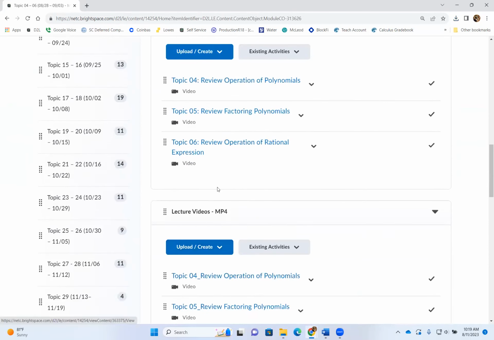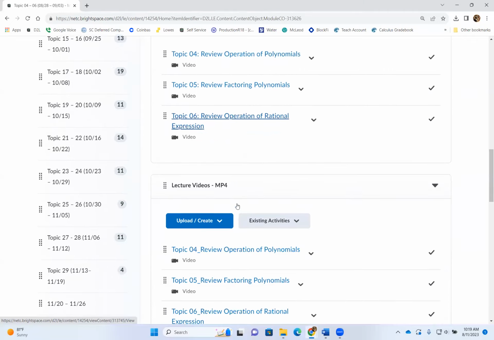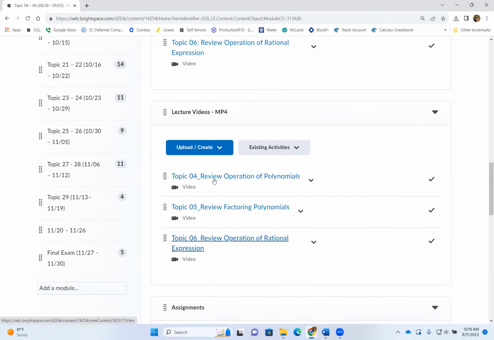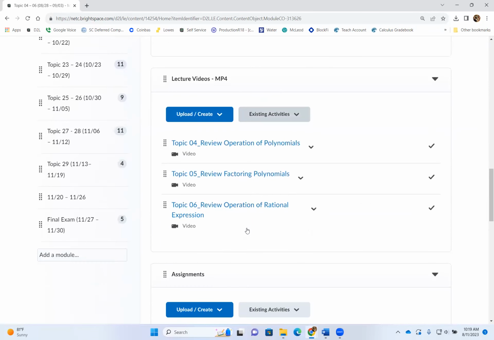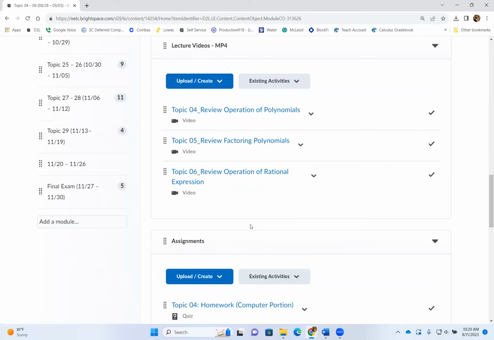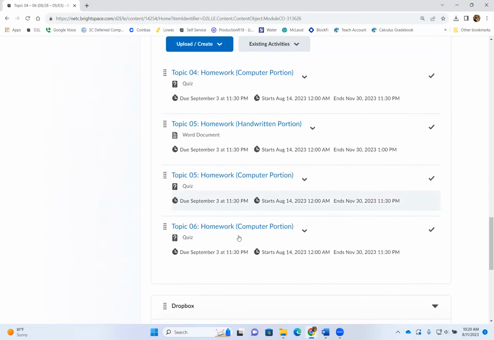The video links will take you to YouTube videos or MP4 files. Some of my students cannot access YouTube, because their computer does not let them. Then the student can watch it from the MP4 files. Once you finish copying down your notes and watching the lecture videos, you can work on your homework assignments.